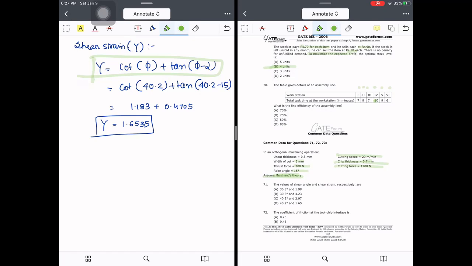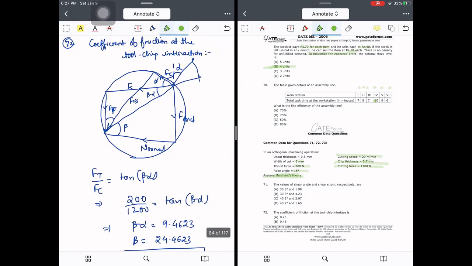I cannot show it in the figure right now, but still just remember this formula. The shear strain value gamma is equal to cot of shear angle plus tan of shear angle minus rake angle. Again repeating, shear strain gamma is cot of shear angle plus tan of shear angle minus rake angle. So cot 40.2 plus tan 40.2 minus 15. So shear strain is equal to 1.6535.